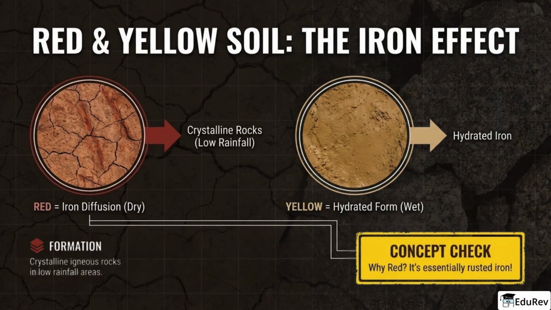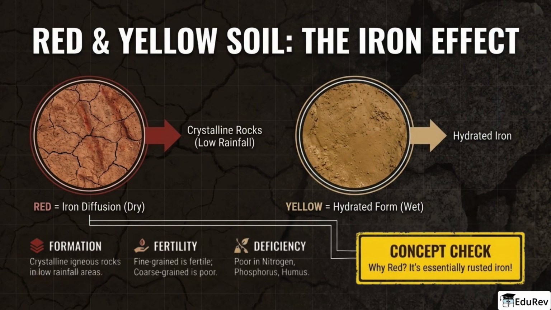Now the formation logic is simple. Crystalline igneous rocks weather under relatively lower rainfall conditions. Fertility is not uniform. Fine-grained red soil can be fertile. Coarse-grained red soil is usually poor. And the standard deficiency must be remembered. It is poor in nitrogen, phosphorus, and humus. Do not memorize red and yellow as two separate soil families. Treat them as one system controlled by moisture and iron chemistry.